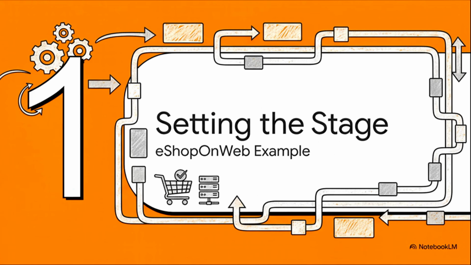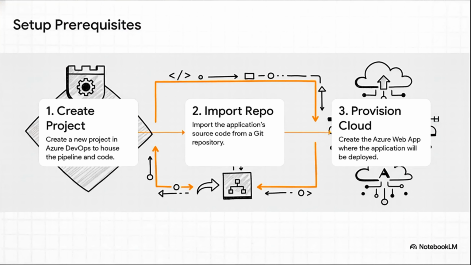Now, theory is one thing, but let's make this real. We're going to walk through a practical example from the source material. We'll use a project called eShop on Web, and we'll see exactly what foundational setup is needed to get one of these pipelines up and running. Before we write even a single line of pipeline code, we've got to get our house in order. There are basically three key things you need in place.